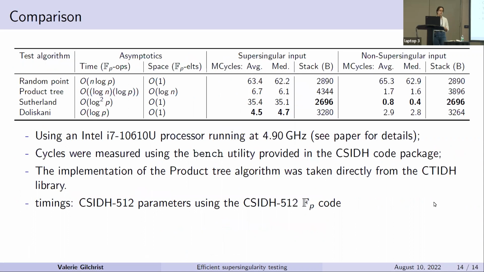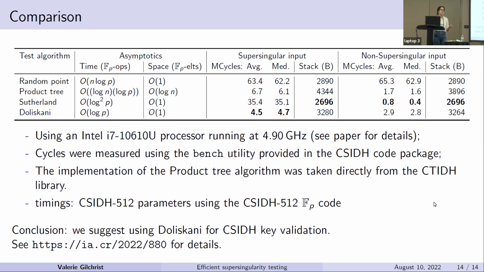And so now to compare all four algorithms, you can see in the far column how they compare on ordinary curves. As I mentioned, Sutherland performs extremely well because it almost never hits the worst case scenario. It also had the nicest memory requirements. But that middle column is the one we're concerned about, because in SEASIDE you're mostly expecting supersingular curves. Dallasconi performed the fastest and had reasonable amounts of memory. So going forward, we recommend using Dallasconi for SEASIDE key validation. Thank you.